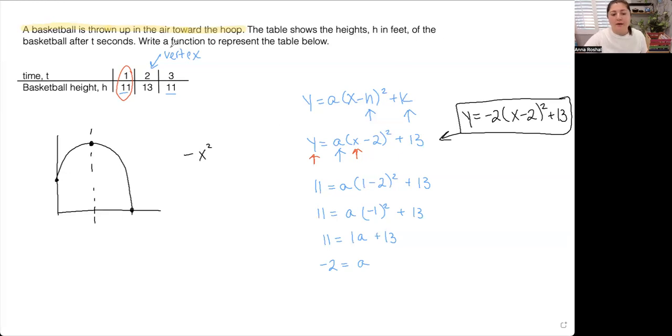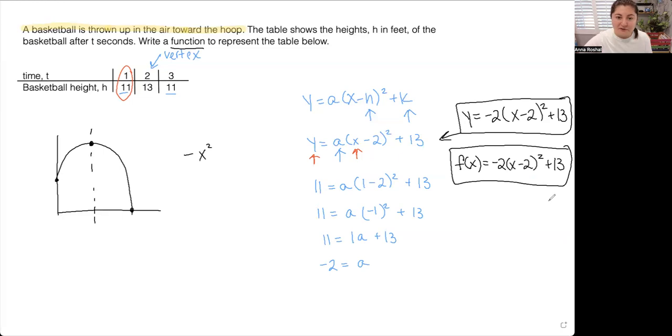Now, they did say write a function, and normally I like to just leave y and x in the beginning, just to make my life easier so that I don't have lots of extra numbers. But if your teacher is a little bit particular, definitely go ahead and replace the y with f of x, and the rest will follow as is. So then you're going to have this as your function.